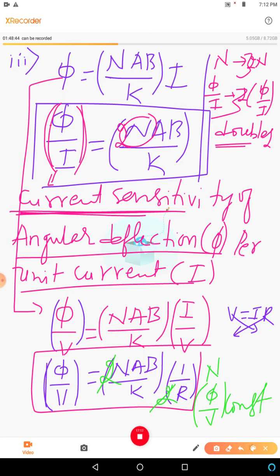So this is about voltage sensitivity and current sensitivity, and you should know the definition and equation. What is the SI unit for voltage sensitivity? Just remember phi by V, divisions per volt. What is the SI unit for current sensitivity? Divisions per ampere. So this is about the voltage sensitivity and current sensitivity of a galvanometer.